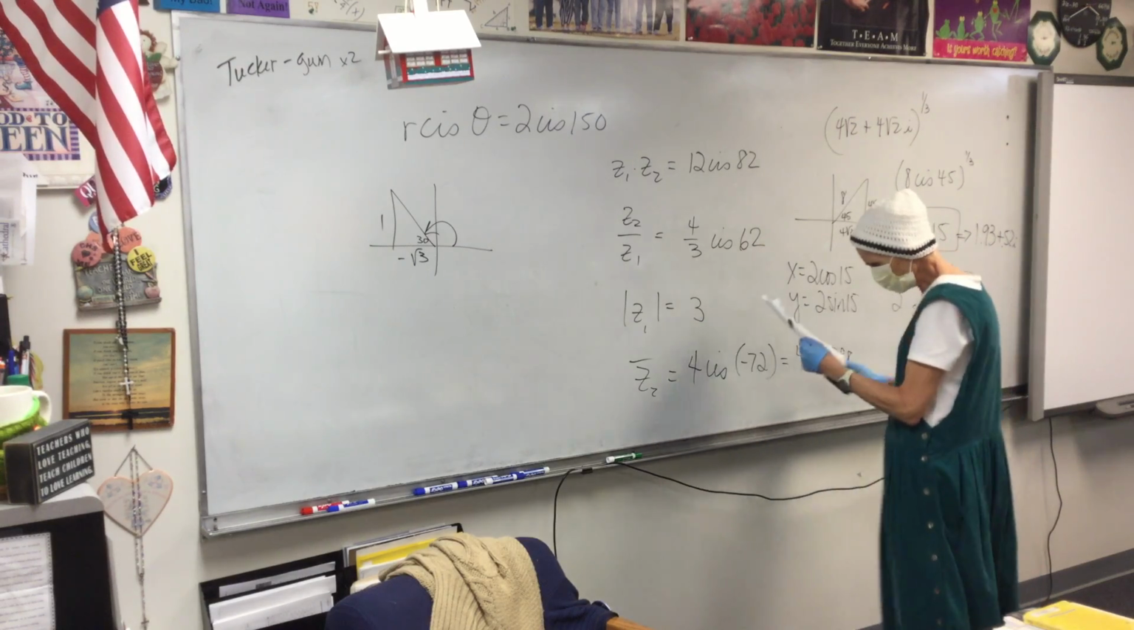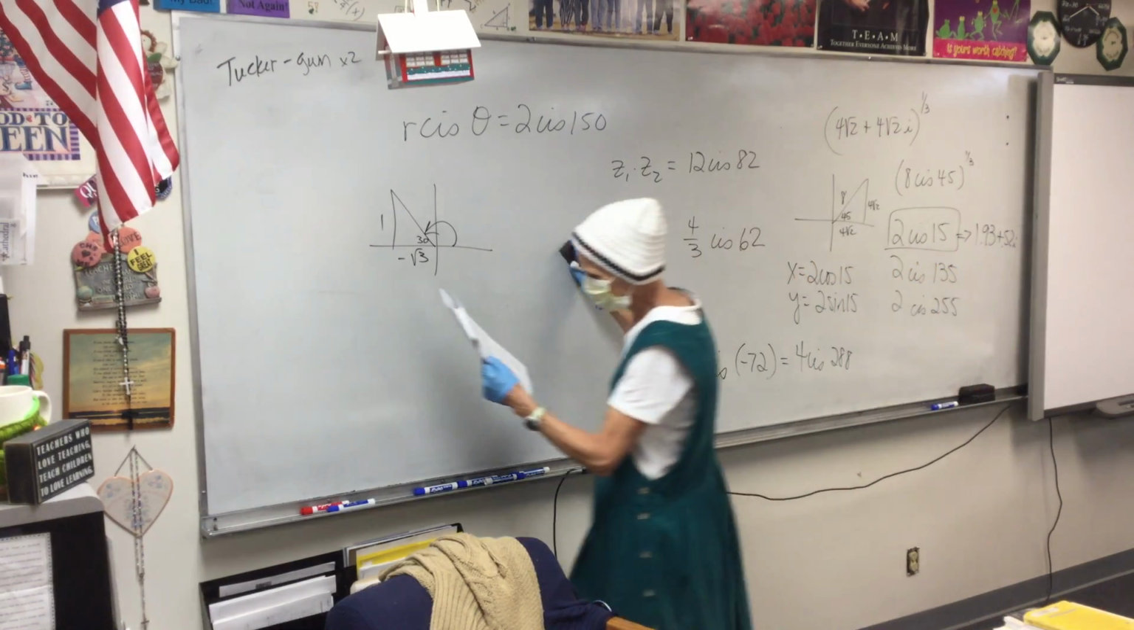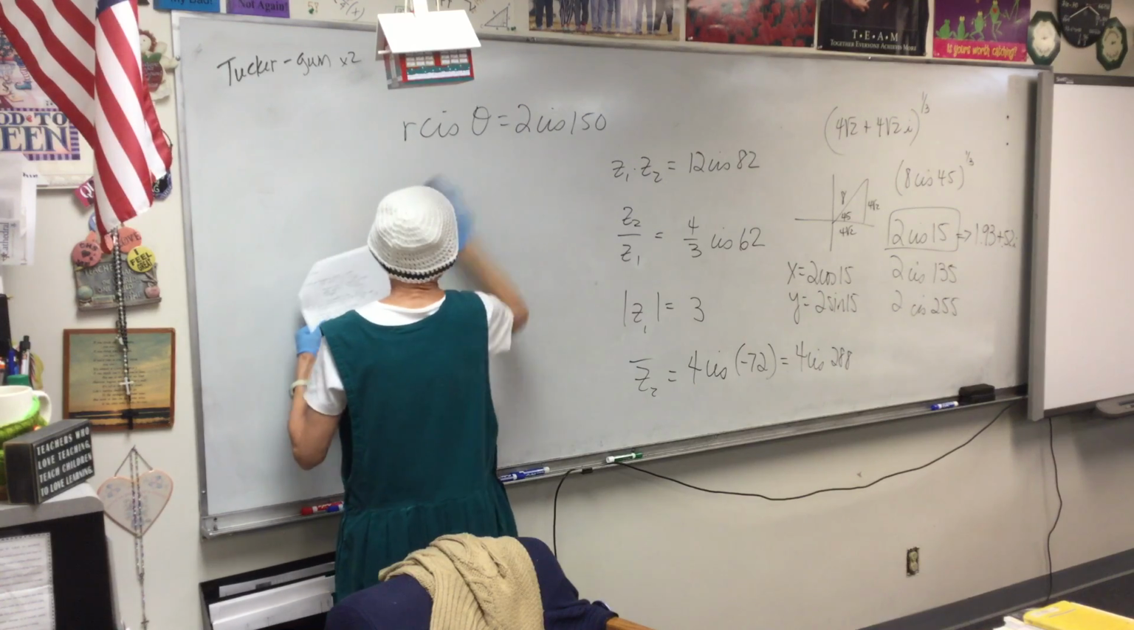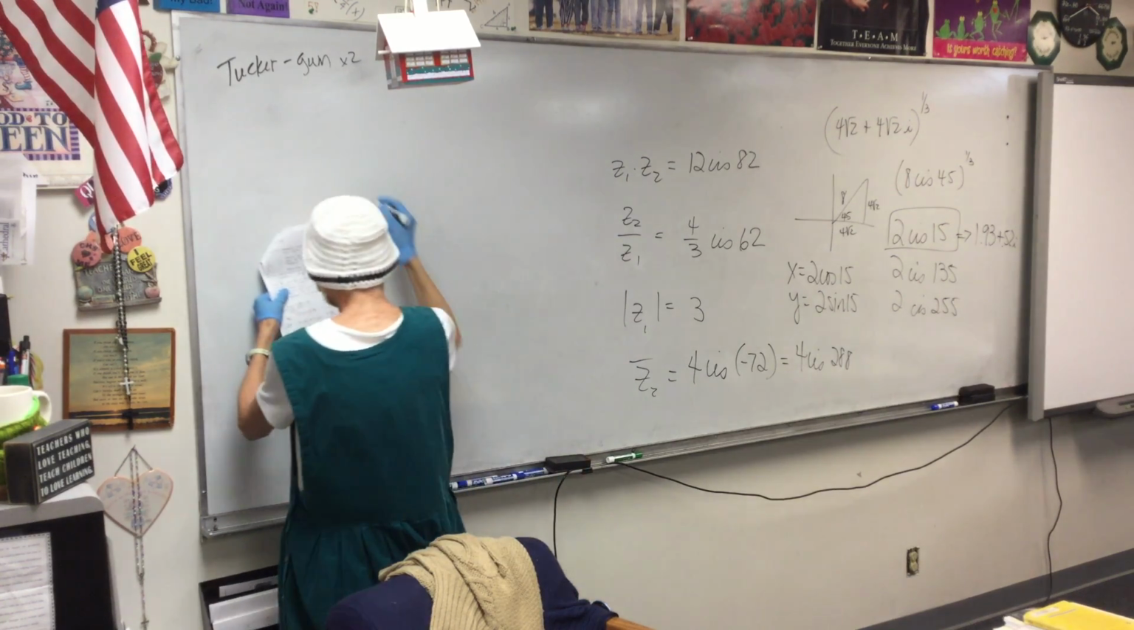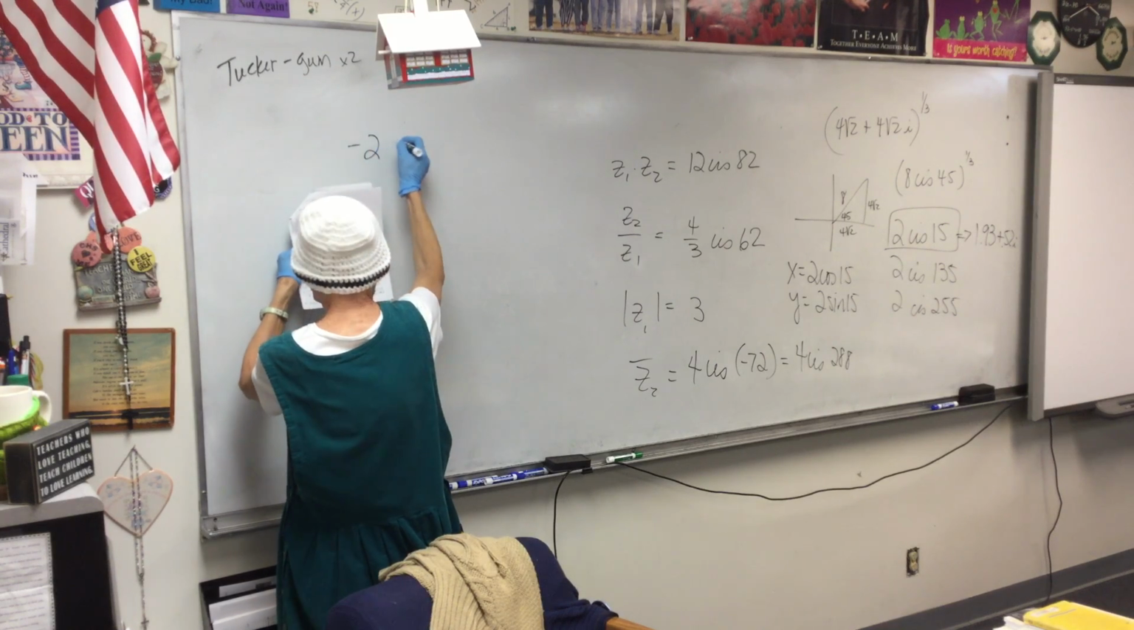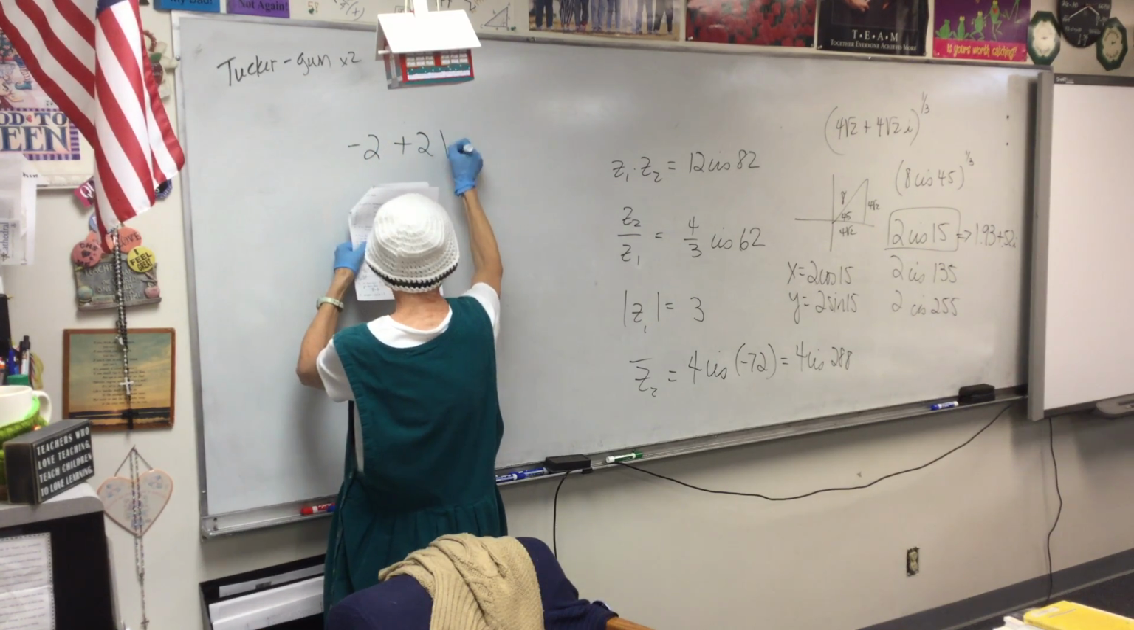All right, number 11. This is cool. If it's like, say, 2 cis 150, since it's a special angle, you have to put it in that form. Yep, you have to answer exactly when possible.